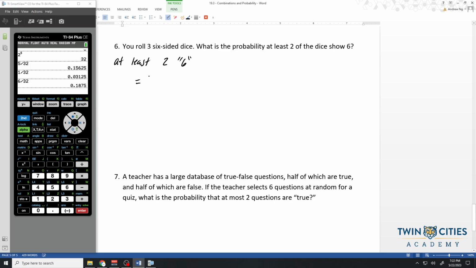This is going to be equal to exactly 2 6s, plus exactly 3 6s. Sorry, it says at least 2 6s.